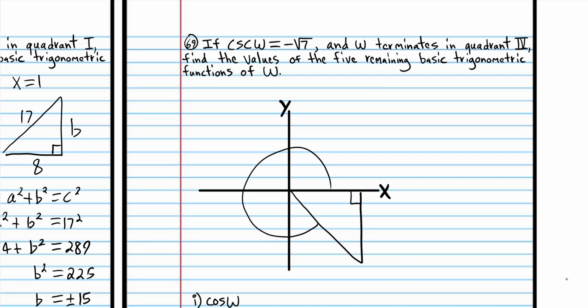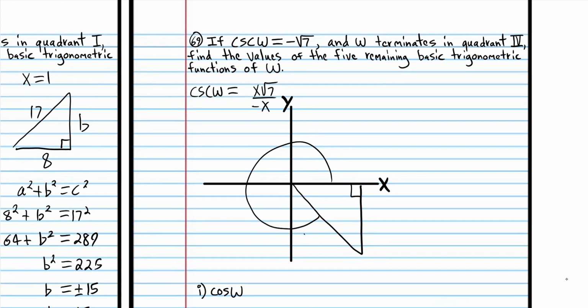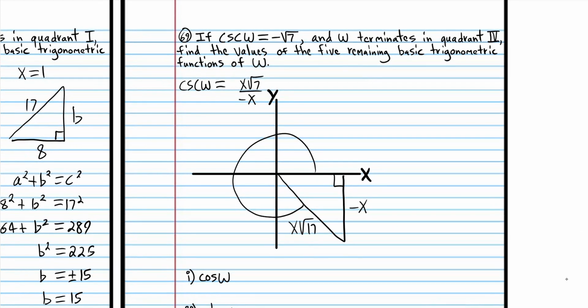If cosecant omega is equal to negative root 17, then we can write the ratio as negative x root 17 over x. Actually, the negative would be in the denominator because the hypotenuse cannot be negative. So that means we have x root 17 as the hypotenuse, and this side is negative x. So now for convenience, let's let x equal 1.